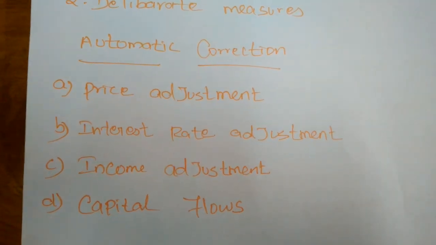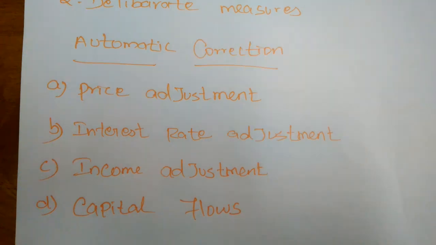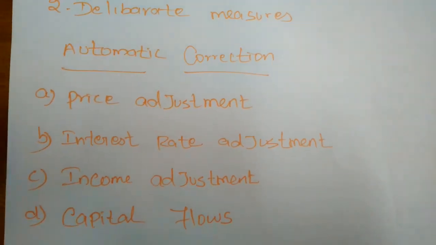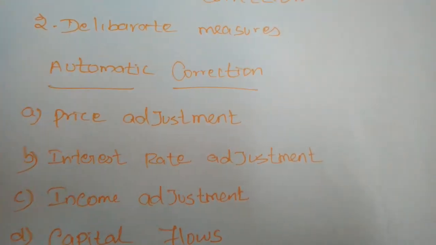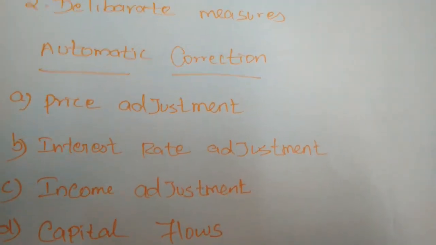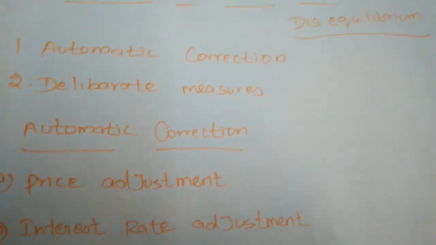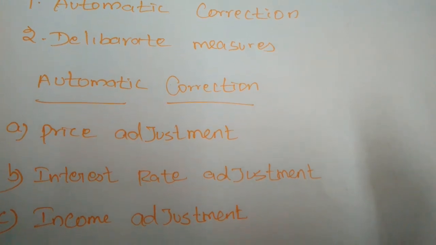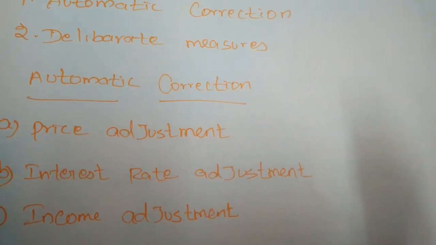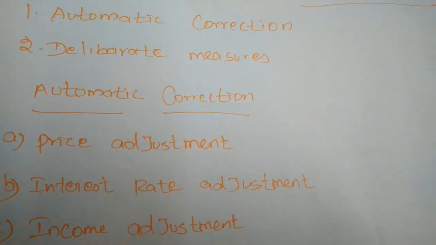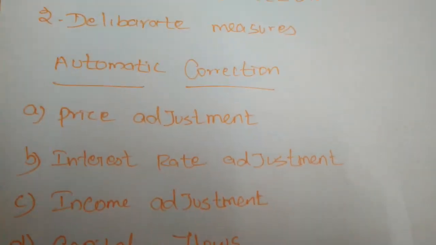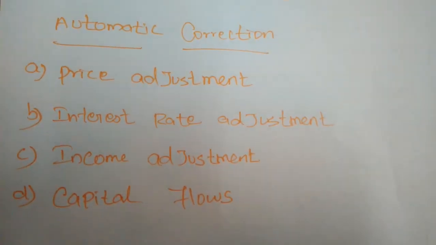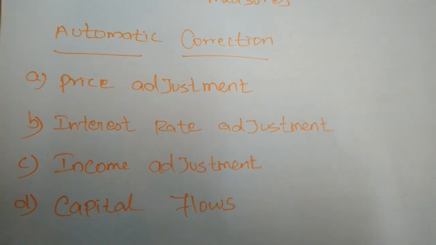Under the free exchange rate system, the automatic adjustment of the balance of payment can take place through changes in variables like price, interest, income, and capital flows. Normally, if price, interest, income and capital flows are determined by market forces, these four factors will bring about equilibrium in the balance of payment. So under the automatic corrections, the four measures are there. First one is price adjustment.